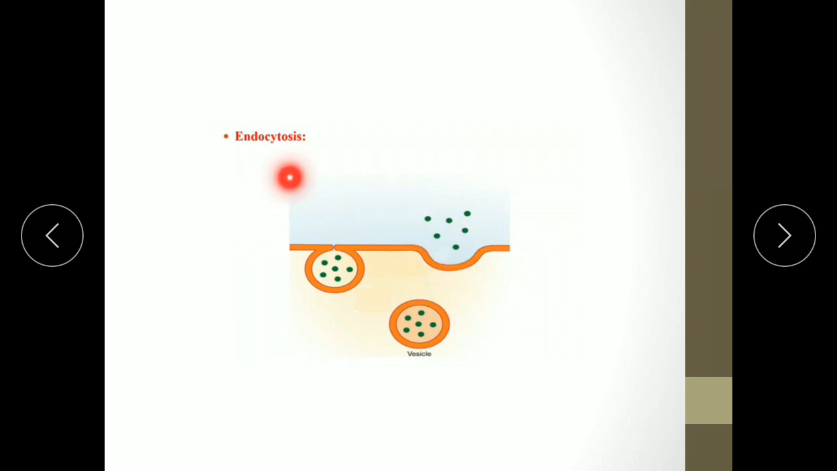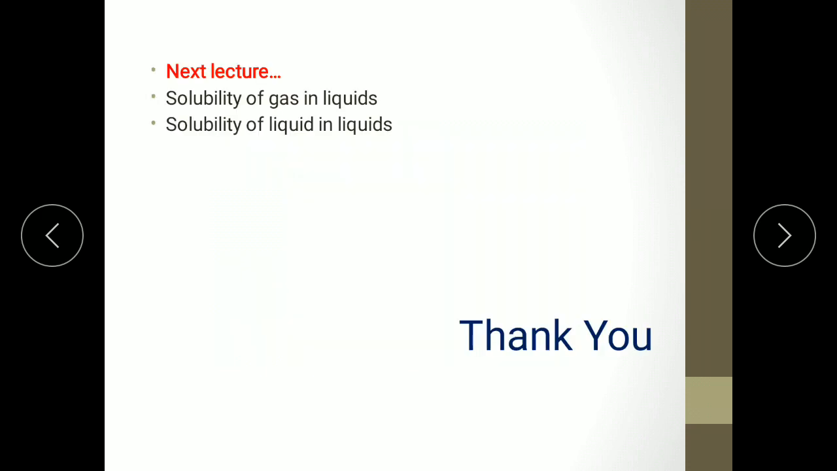Again, endocytosis includes two types. One is pinocytosis, another one is phagocytosis. Pinocytosis is for smaller ions, whereas phagocytosis is for the larger ions. Now, this is about the diffusion principles involved in the biological system. In the next lecture, we will see the solubility of gas in liquids and solubility of liquids in liquids.